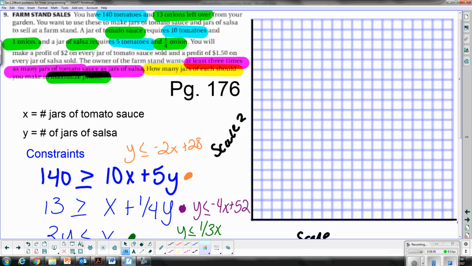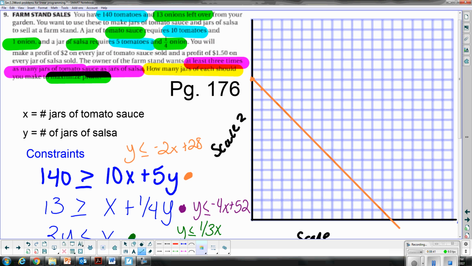Okay, so the first one, negative 2x plus 28. So first I'm going to plot my y-intercept, and again I'm going by 2's. So here's my intercept. And then down 2, over 1. Okay, there's all my points. So there's what my first line looks like.